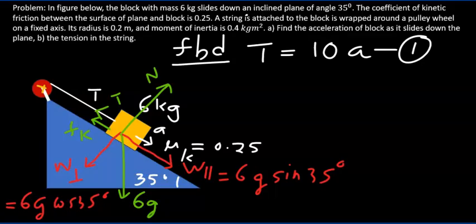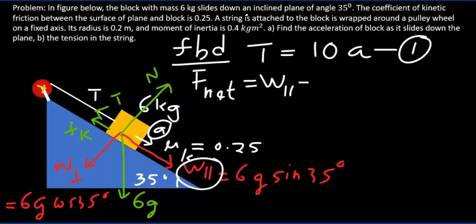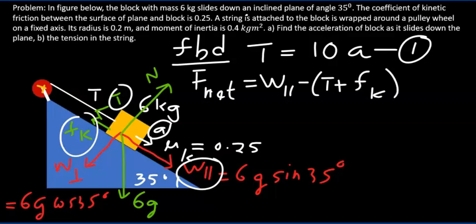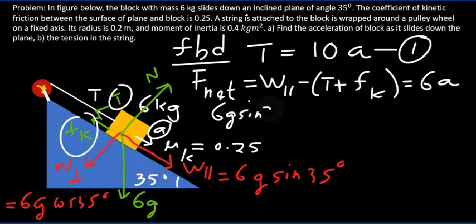Now the motion is forward, the acceleration is forward, so the net forward force on this block equals this W parallel, which is a forward force, minus the two backward forces, tension and friction. So tension plus kinetic friction. And by Newton's law, that must be mass times acceleration. Mass is 6 kg, acceleration is a. So let's expand on this expression. W parallel is 6g sine 35 degrees minus tension minus F sub k.